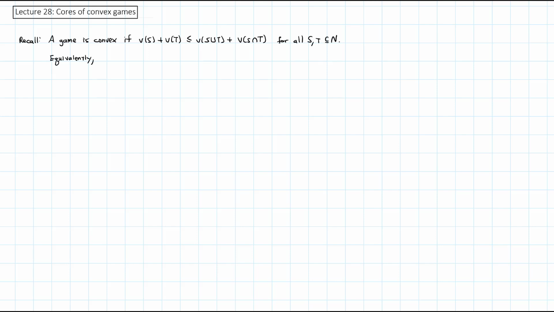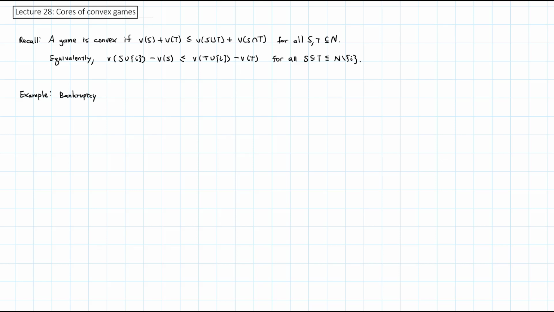Equivalently, this means that v of S union i minus v of S is at most v of T union i minus v of T for all S a subset of T, a subset of N minus i. This means that a player contributes more to larger coalitions. Now, convex games do appear in many applications. We will look at one of them here.